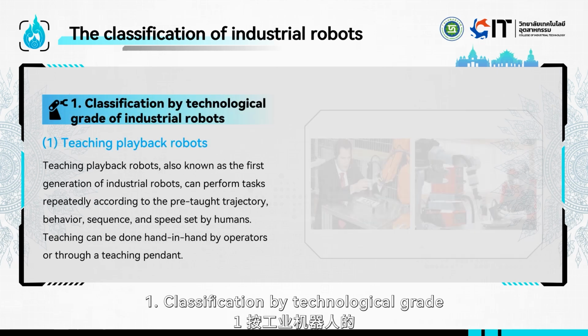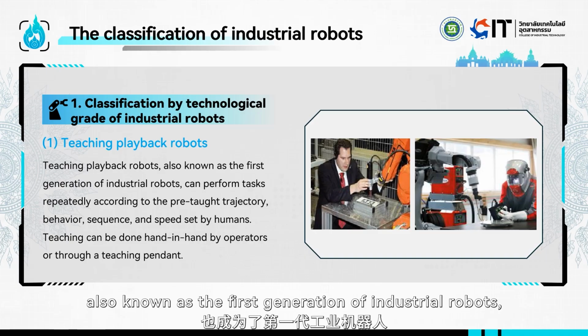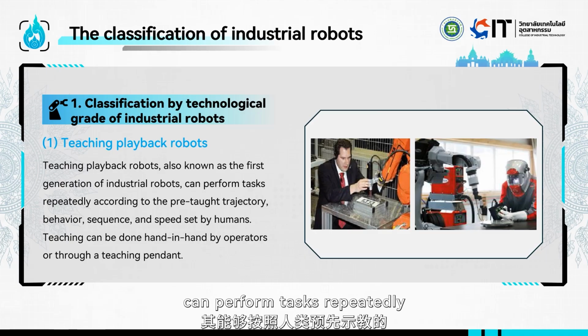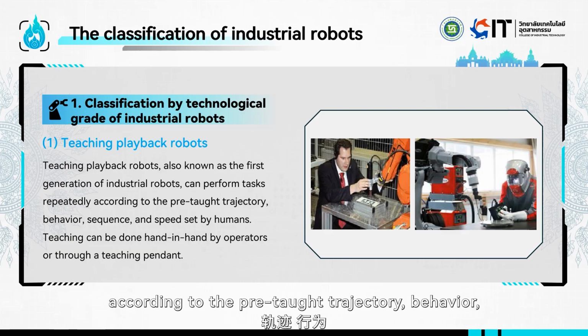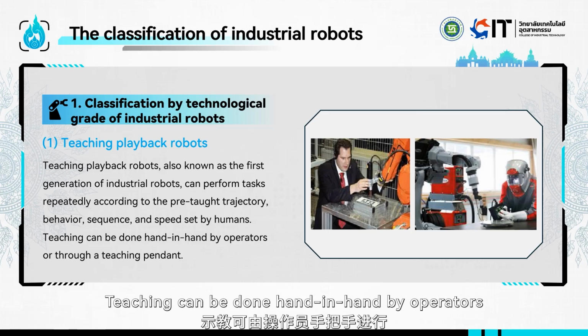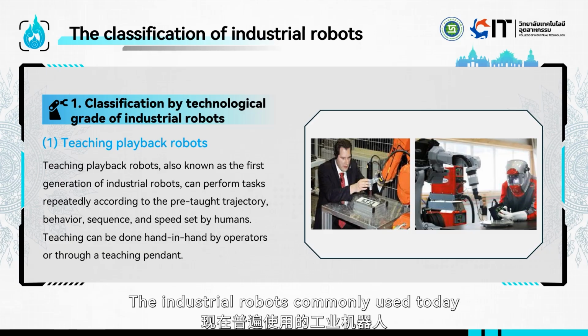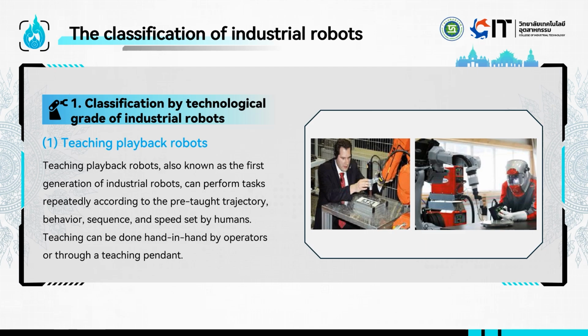1. Classification by technological grade of industrial robots. 1. Teaching playback robots, also known as the first generation of industrial robots, can perform tasks repeatedly according to the pre-taught trajectory, behavior, sequence, and speed set by humans. Teaching can be done hand-in-hand by operators or through a teaching pendant. The industrial robots commonly used today are mostly of this type.